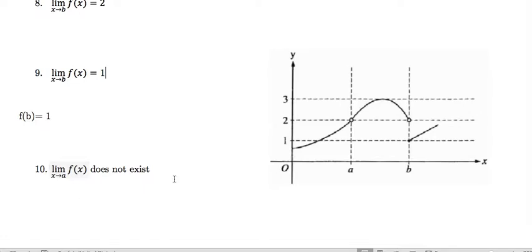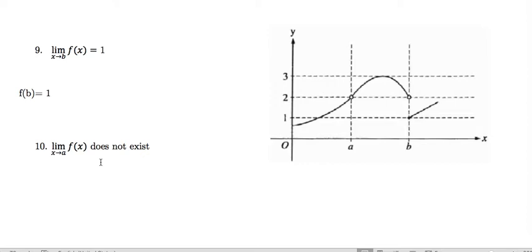Number 10, this is saying the limit does not exist, but if you recall earlier we established it does exist. As you approach a from both sides, you get 2. Now the reason people sometimes make a mistake here is that there is no value f of a. So just to note here, f of a is undefined, and it's important not to mix these two things up.